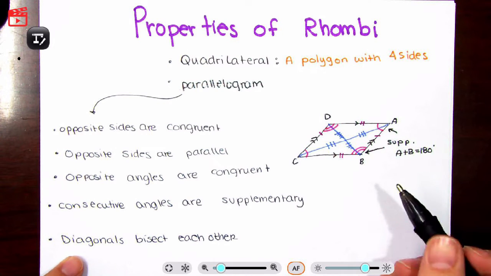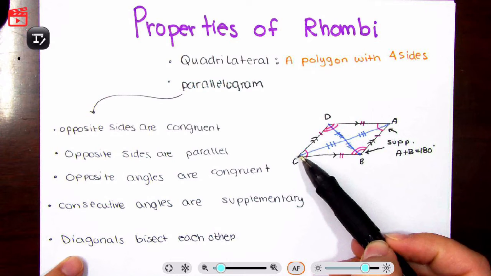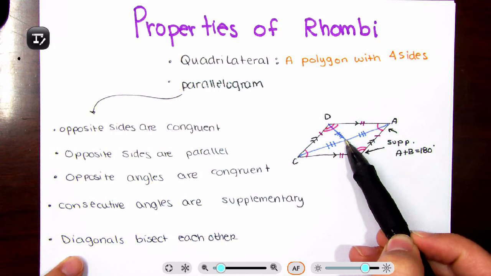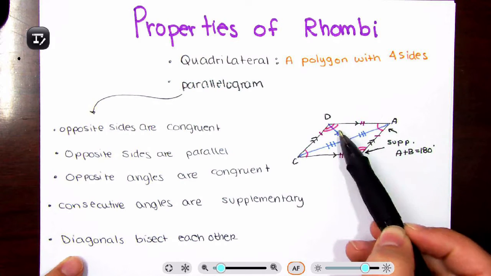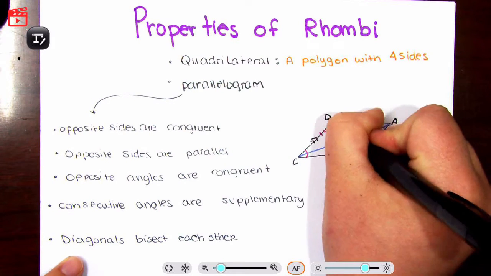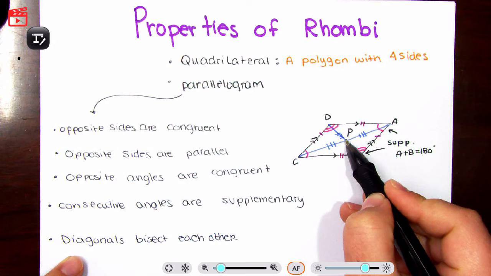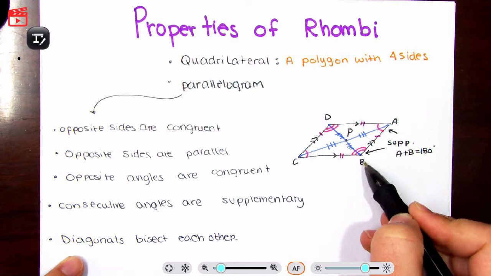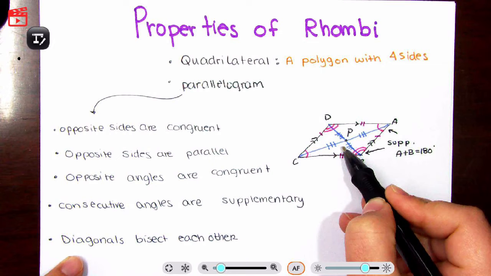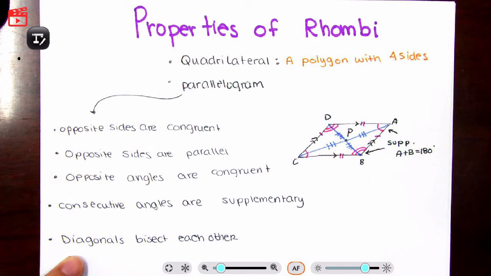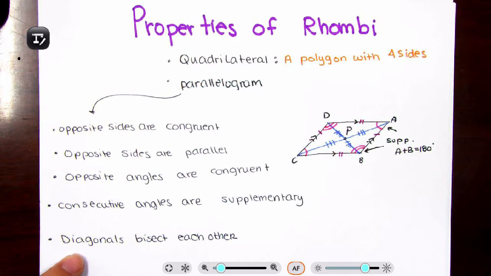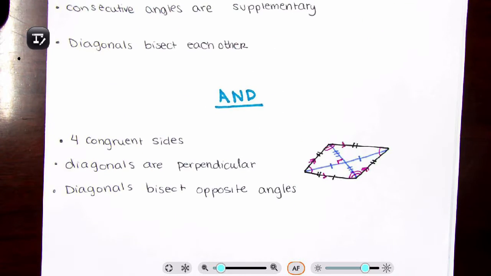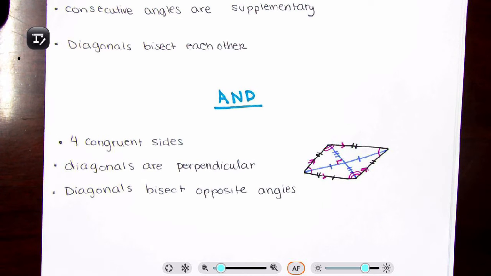Diagonals bisect each other. So what that means is when you have diagonals, so we have a diagonal of CA and DB, when they cross, this point right here cuts each diagonal in half. So let's call this point P. So we have DP is the same measure as PB, and CP is the same measure as PA. Now, these are the properties of parallelograms. So in addition to all of that, we have these three additional properties for a rhombus.